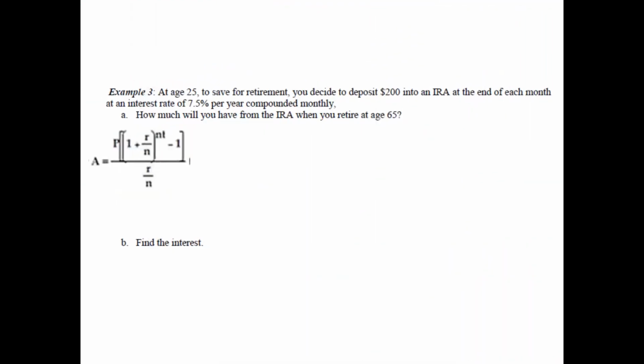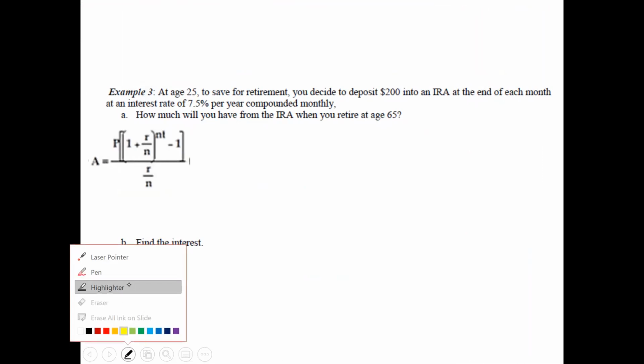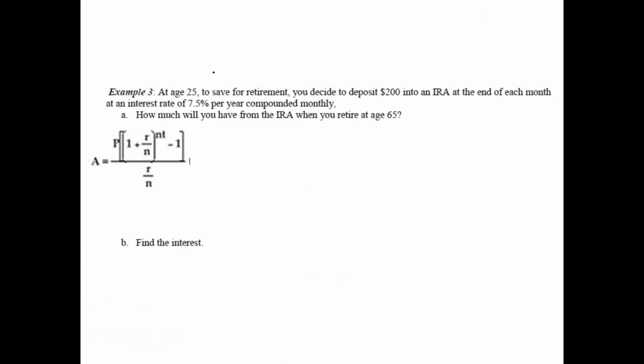So let's go ahead and take a look at this question here. Example 3. It says that at age 25, to save for retirement, you decide to deposit $200 into an IRA at the end of each month. Most of you guys are 18, so you have like 7 more years until you get there. Each month, so not every year, means n equals 12. At an interest rate of 7.5% per year compounded monthly, how much would you have at the age of 65? Well, 65 minus 25 is 40 years. So t equals 40.